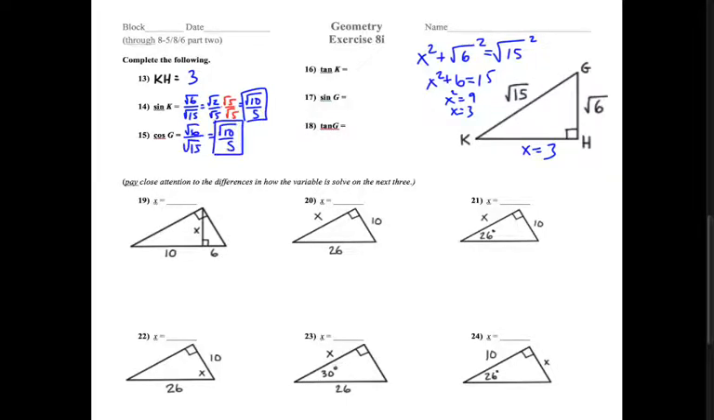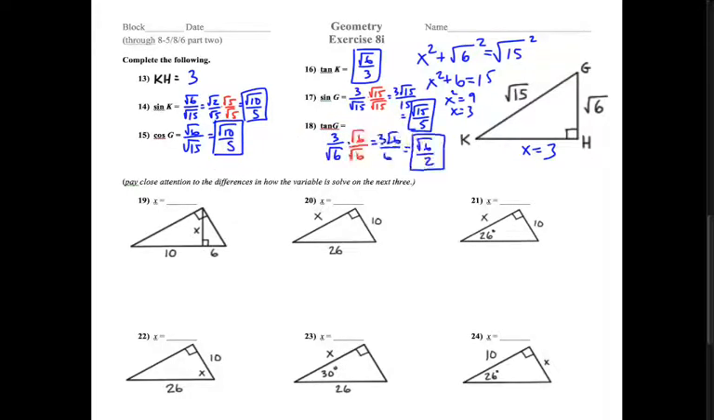Sine of G ends up equaling the square root of 10 over 5 as well, same thing. Tangent, opposite over adjacent. Here, the tangent of G is 3 over the square root of 15. We've got to do some work. We end up with square root of 15 over 5. Whenever we have the radical in the denominator, that's where we got to do the most work, like these guys are. But make sure you know your SOHCAHTOA.